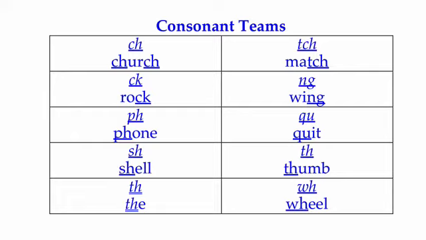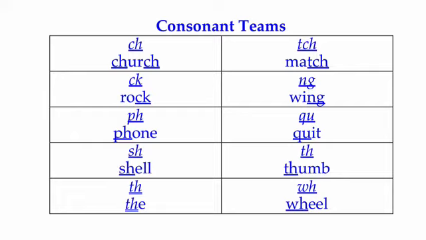PH represents the same sound that you hear in the letter F, as in phone. QU: in English, when we have the sounds K and W, we use QU to represent those two sounds. QU represents the sounds KW, as in quit. When U follows the Q, U is part of the consonant team QU and is not considered a vowel. SH represents the sound sh, as in shell.